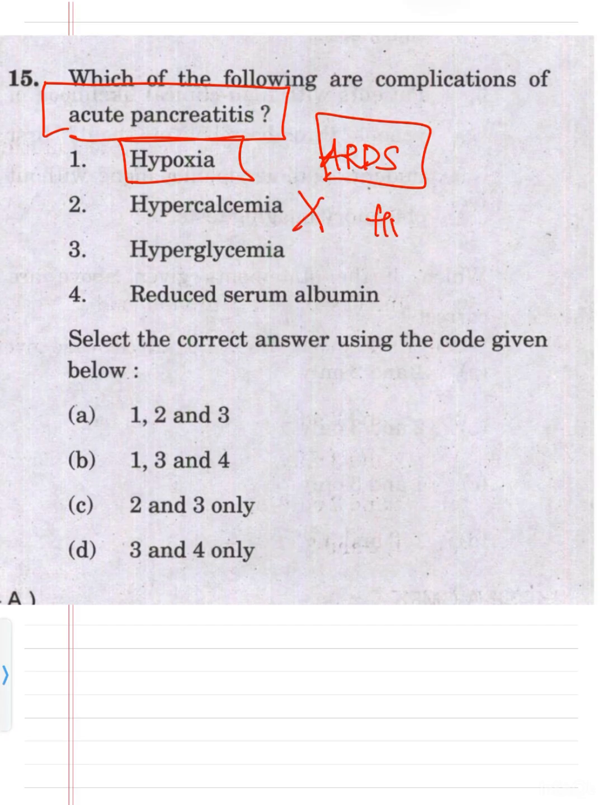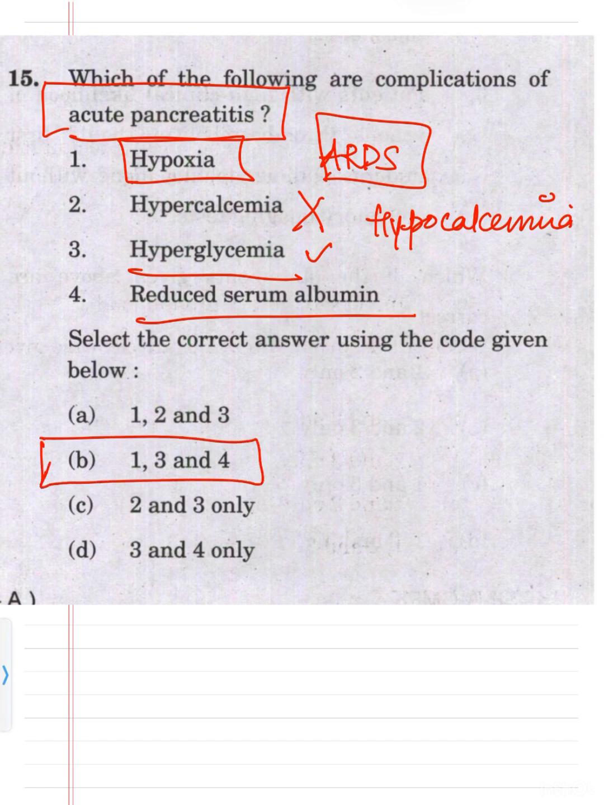Hypercalcemia, no. There is generally hypocalcemia. Hyperglycemia, yes, because of the effect on the islets of Langerhans, where there are alpha cells, beta cells, etc., producing insulin and glucagon. So hyperglycemia can occur. Reduced serum albumin, yes, this can occur. So the answer will be 1, 3, and 4. Not hypercalcemia, but hypocalcemia. So the second will be wrong.